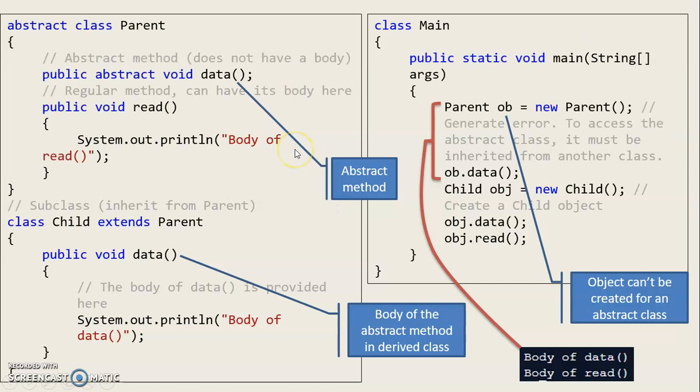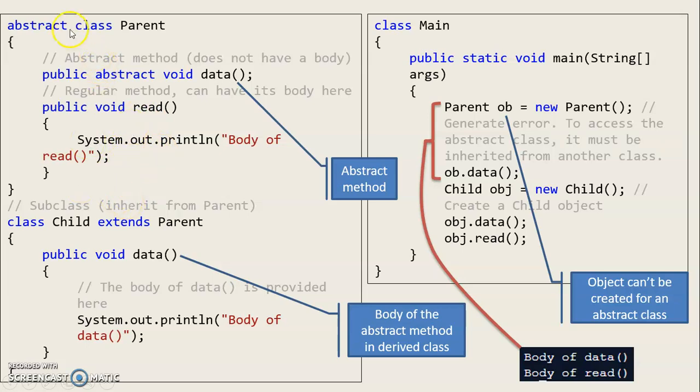Here you can see one example of an abstract class. Here you can see one class, parent, that is defined as abstract. abstract is a keyword used for making a class or method abstract. Inside the parent class, I have defined one method, data, that is also abstract. Since this is an abstract method, its body is not present here. Another method is read, which is not abstract. Therefore, I can define the method here itself. You can see the body of the function read here.